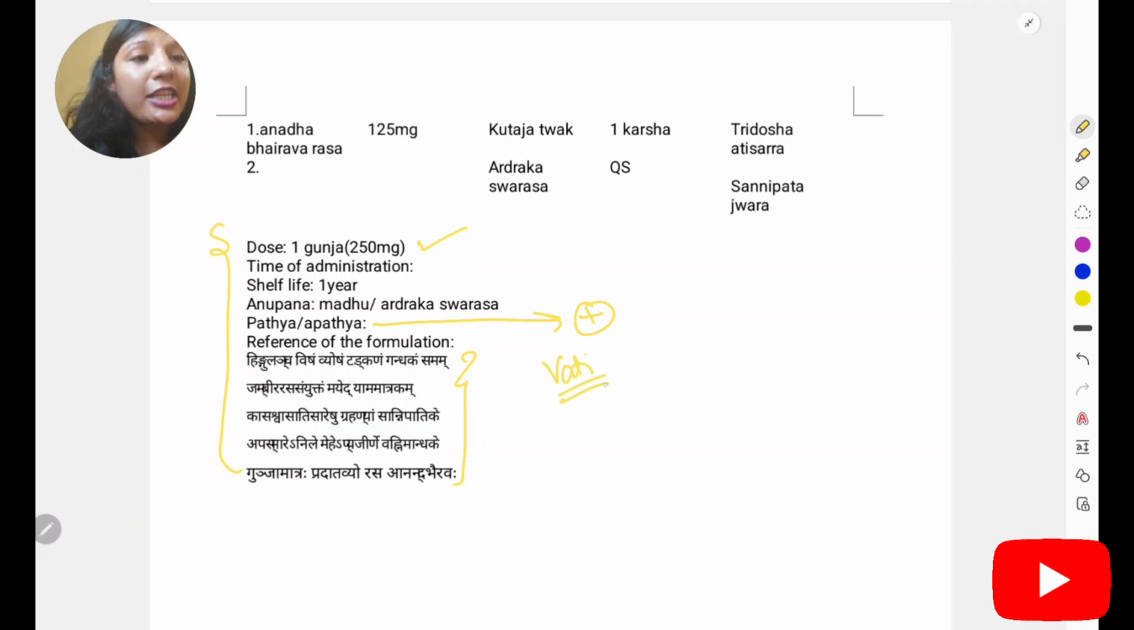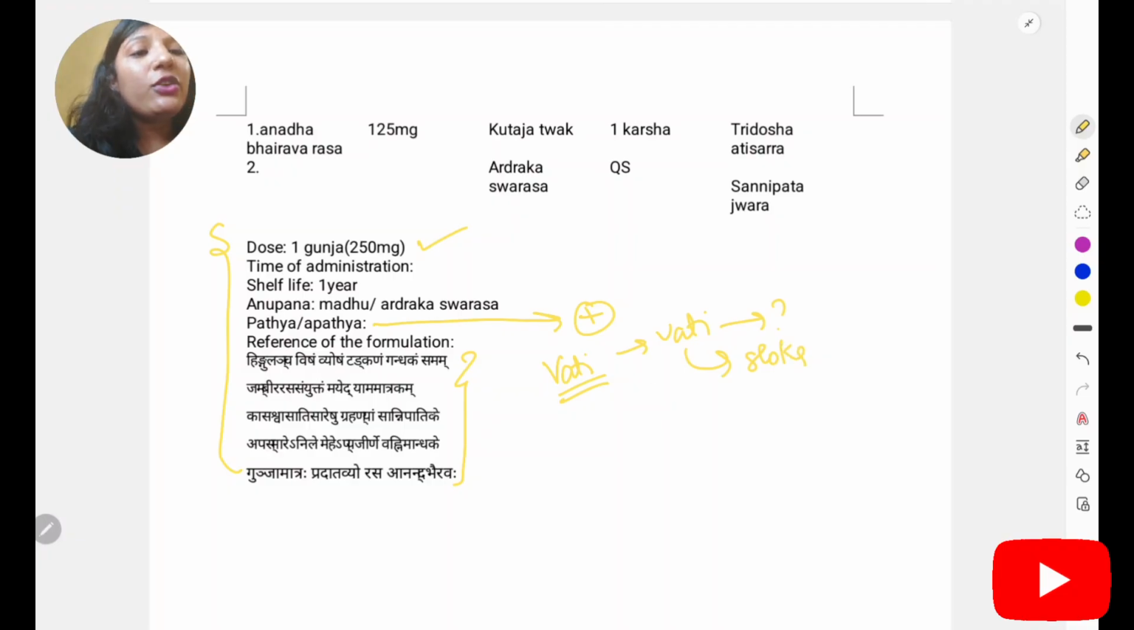For example, I am giving one, this is our rasa, we are making a vati, Anand Bhairava Rasa vati, and the size of the vati is 1 gunja. So first you can write what is vati in the principle of the formulation. You can write what is vati. If you know the shloka of vati, you can write those things.